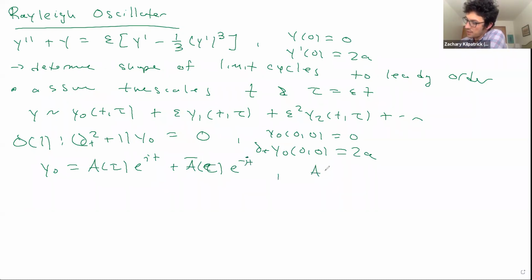And our initial conditions give us that a(0) plus a bar(0) is equal to 0, and i times a(0) minus a bar(0) equals 2a.